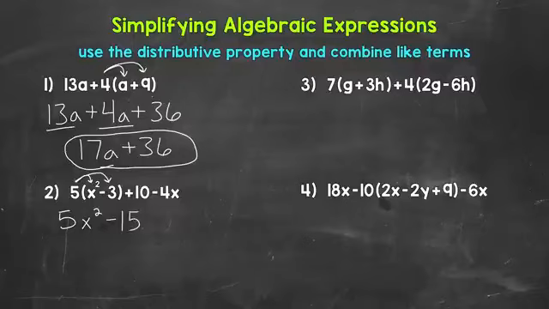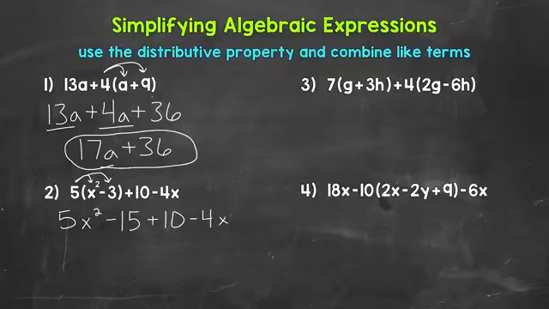Now, another way to think through that distributive property there is to do 5 times x squared, which is 5x squared, bring the subtraction sign down, and then do 5 times 3. We get 5x squared minus 15 that way as well. Just a slightly different way to think through the distributive property. Then we have a positive 10. So plus 10, and then a negative 4x, so minus 4x.